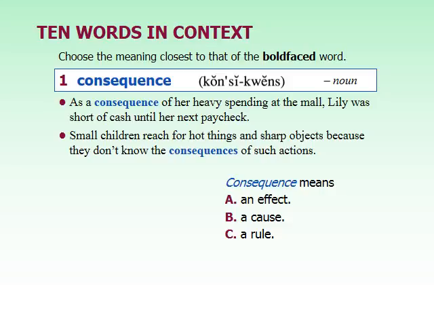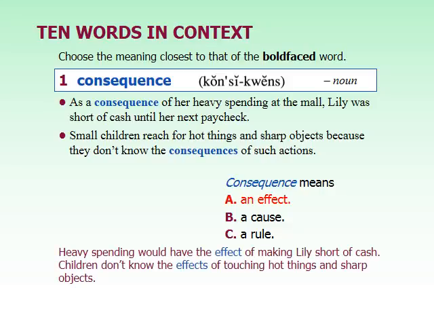So consequence is the effect. And one of the things to notice about consequence is that it's followed by of. So consequence means the effect of something. So in the first example, it's the effect of heavy spending at the mall. If you spend a lot of money, then you're going to run out of money and be short of cash until you get your next paycheck. Children don't know the effects of touching hot things and sharp objects.